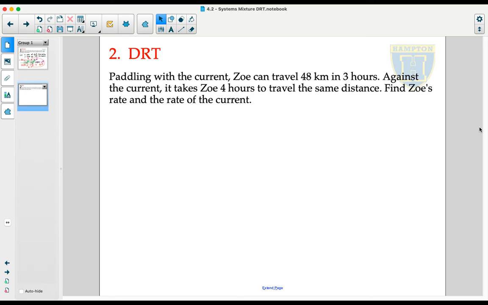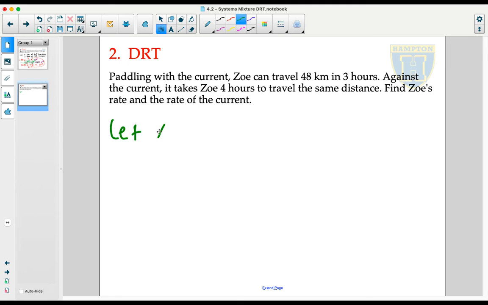Imagine that she was paddling on a lake. In that event, she would have a fixed speed. But because of the presence of the current, that would adjust her speed depending on the direction that she is traveling. Before we begin writing our equations, we're going to start as we always do by defining our variables.